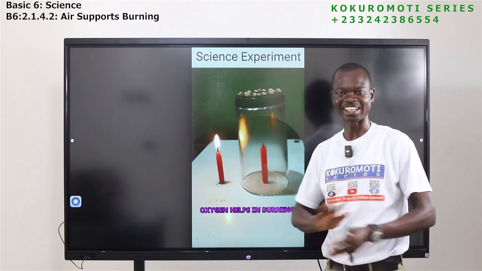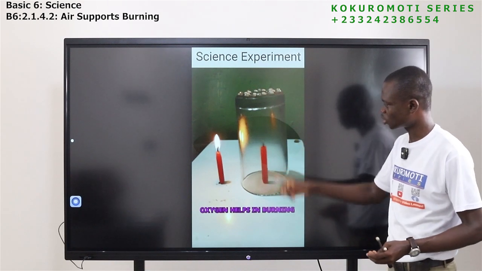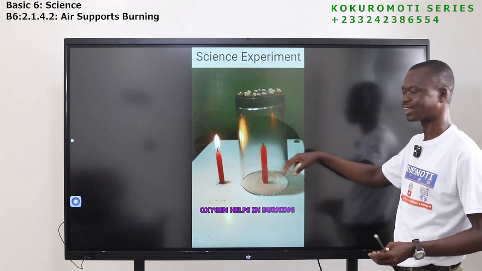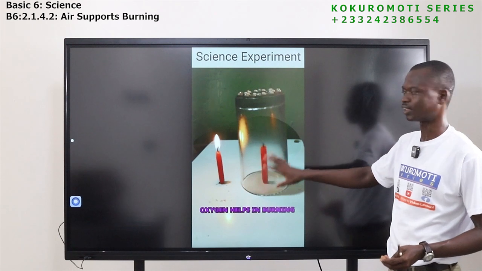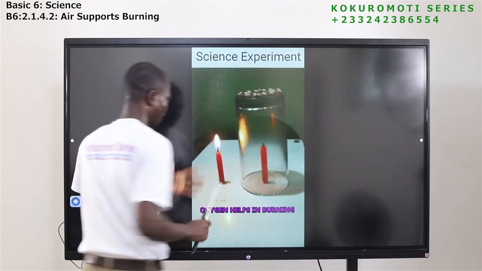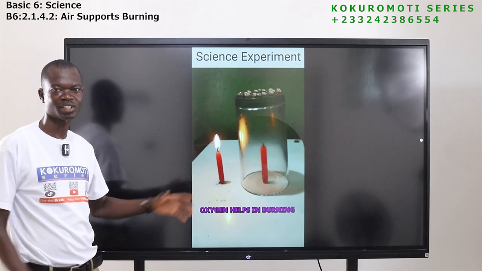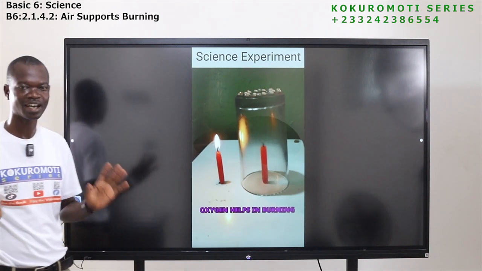So if there is no air, there is no burning. Here in this case, you can see that because there is no air inside, it has stopped burning. But here, this is open, so the candle gets enough air to burn. So this is how burning happens.